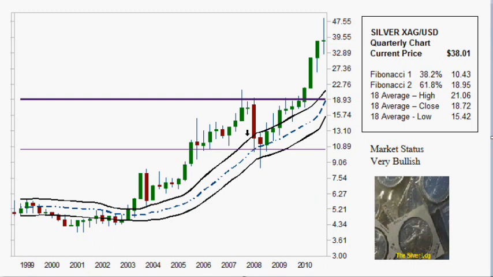So that will be it for the introduction. We'll now go on with the technical analysis on many different time frames, starting with the longest term, which is the quarterly. Then we'll move it to the monthly, the weekly, the daily, the quarter daily, and then the hourly.